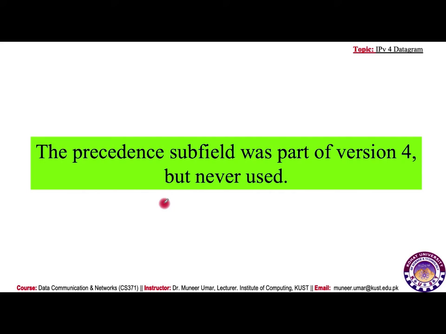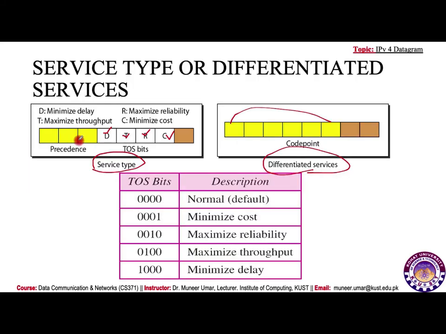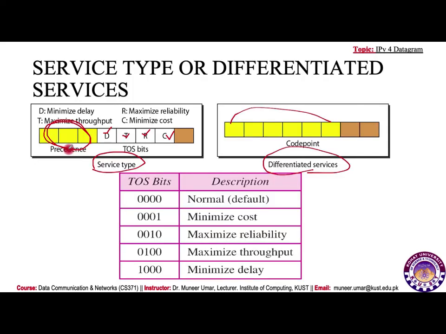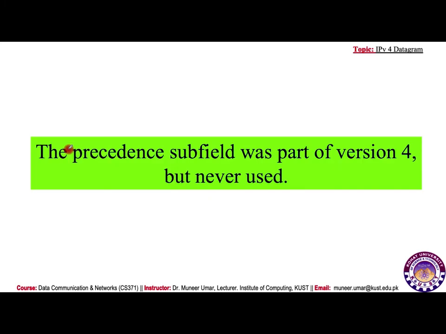The precedence subfield was part of version 4 but never used. So here we have 3 bits for precedence, but these 3 bits are not used in IP version 4 because we don't have any sort of additional flag.